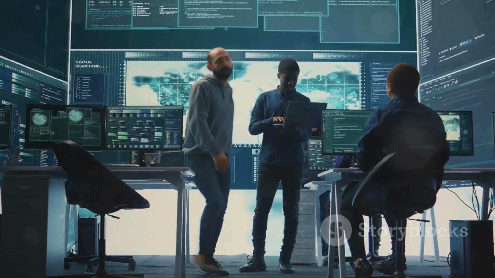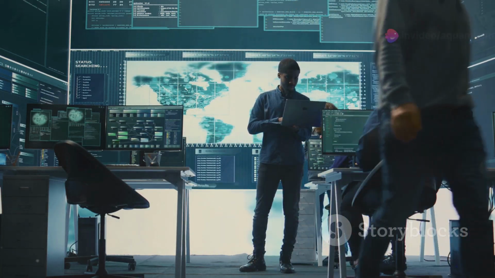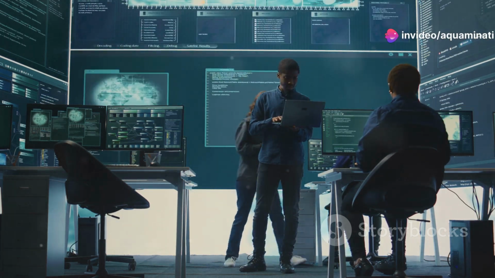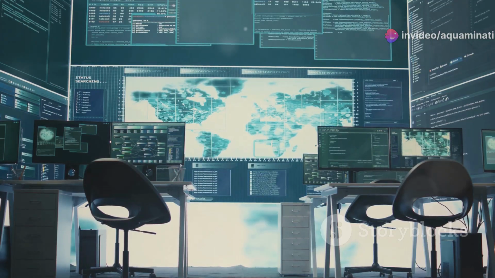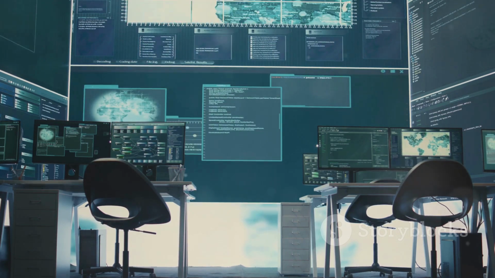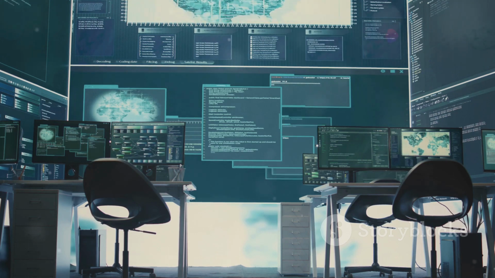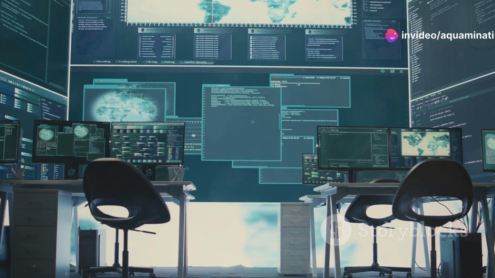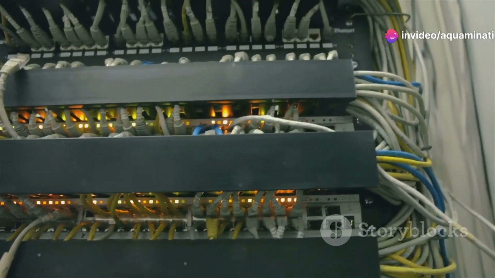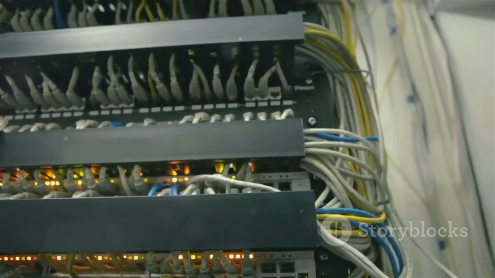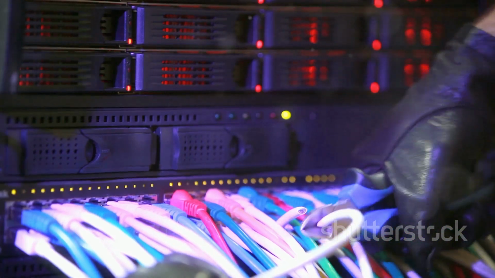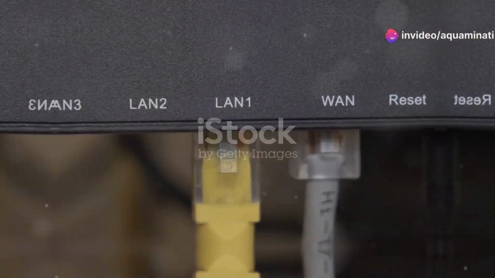VLANs and firewalls protect data confidentiality within the LAN. They ensure that sensitive information is only accessible to authorized users. Network monitoring tools detect and prevent unauthorized changes to data, ensuring its integrity. These tools provide real-time alerts and help in maintaining the overall health of the network. Redundant network devices and links ensure network availability in case of failure. This redundancy minimizes downtime and ensures continuous business operations, even during unexpected disruptions.